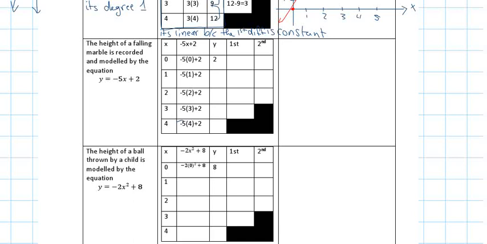So now let's look at the second function that we have. The height of a falling marble is recorded and modeled by the equation y equal negative 5x plus 2. Looking at the equation y equal negative 5x plus 2, can you tell me if this is a linear equation or not? It is. Why is it a linear equation? Degree 1. So you see that there is no exponent on x, so I know it's degree 1.